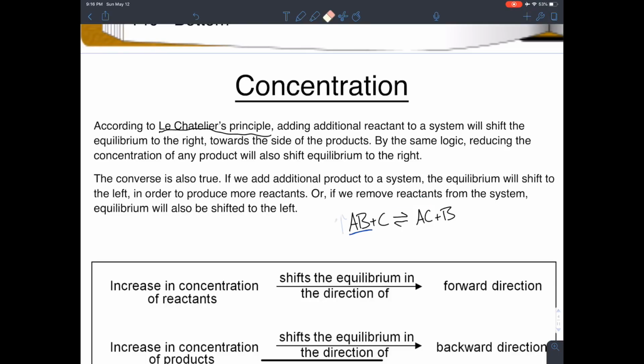Now, the opposite of that is true in that if I reduce the products, either one, both, or just one, let's say I reduce B, I may take out a bunch of B, there's less B in there now, it's again going to shift this way to compensate and try to produce more B. So the reaction is going to shift in this direction. And then it's true if I increase the products, the reaction is going to increase in this way. And if I decrease the reactants, it's going to increase in this way again. So basically, it's just always reacting to compensate for whatever you did.